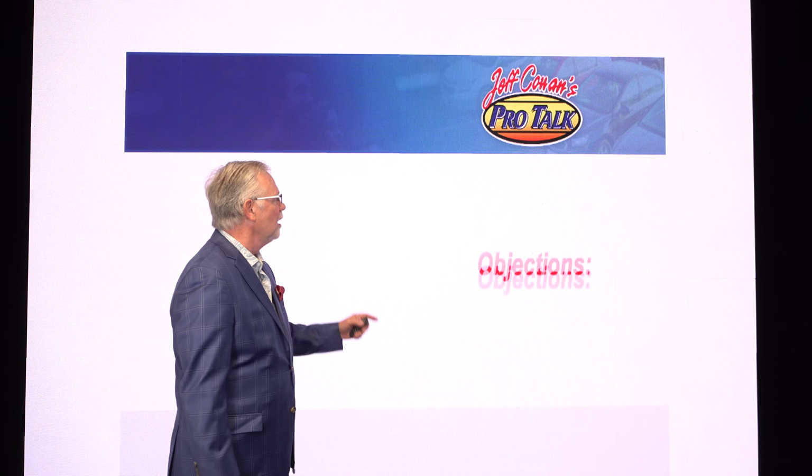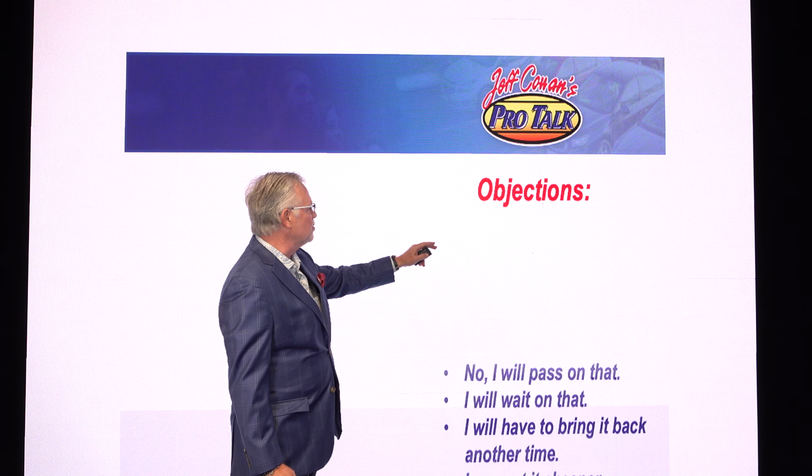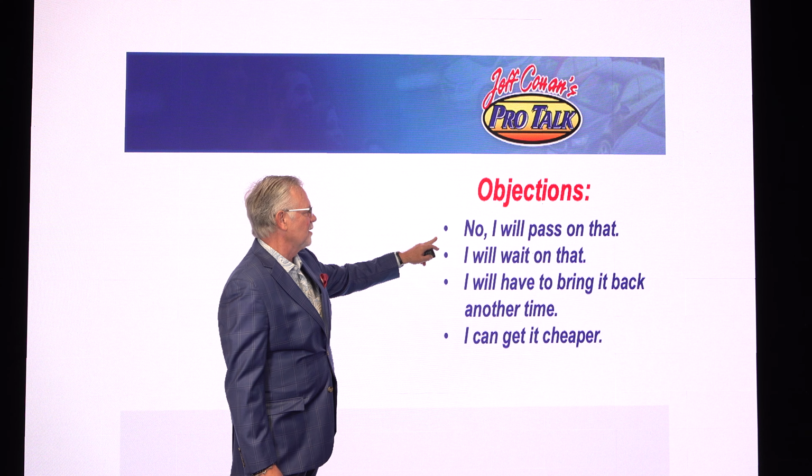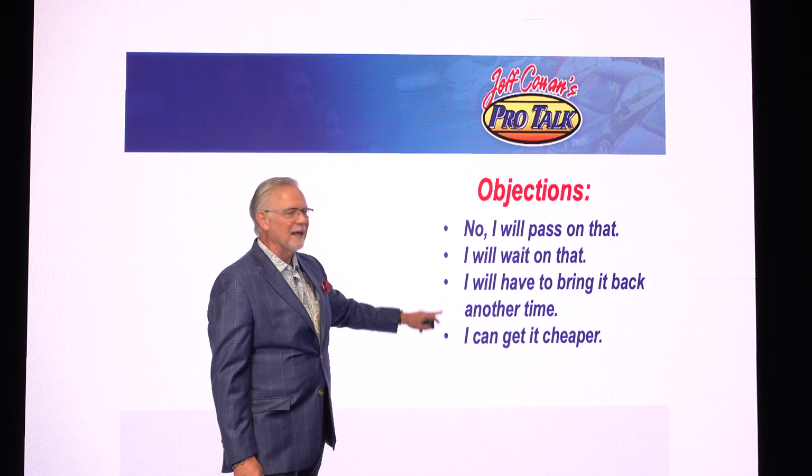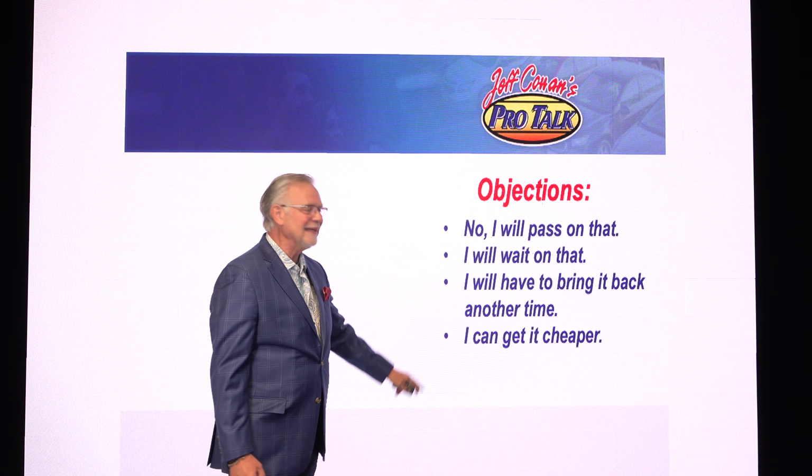So what are objections? Well, let's make sure we understand. Objections are things like this. No, I'll pass on that. No, I'll wait on that. I'll have to bring it back another time, or I can get it cheaper.